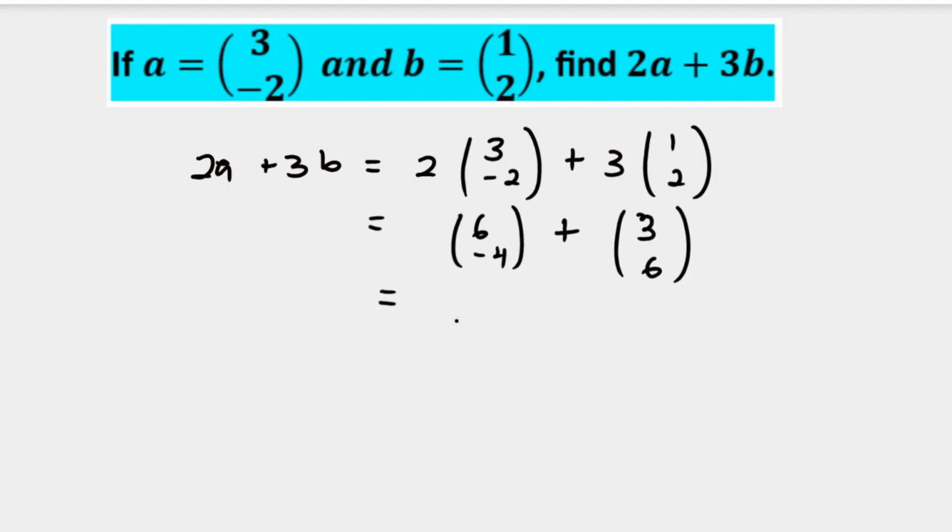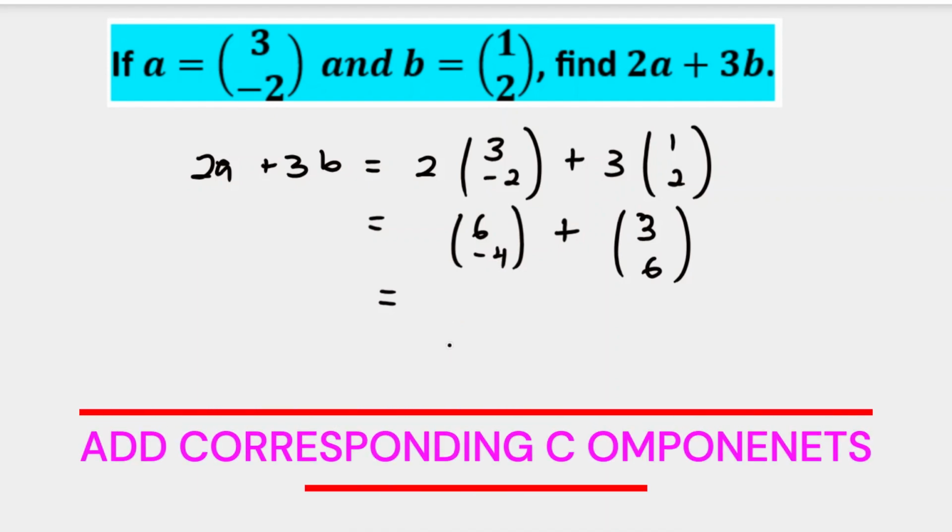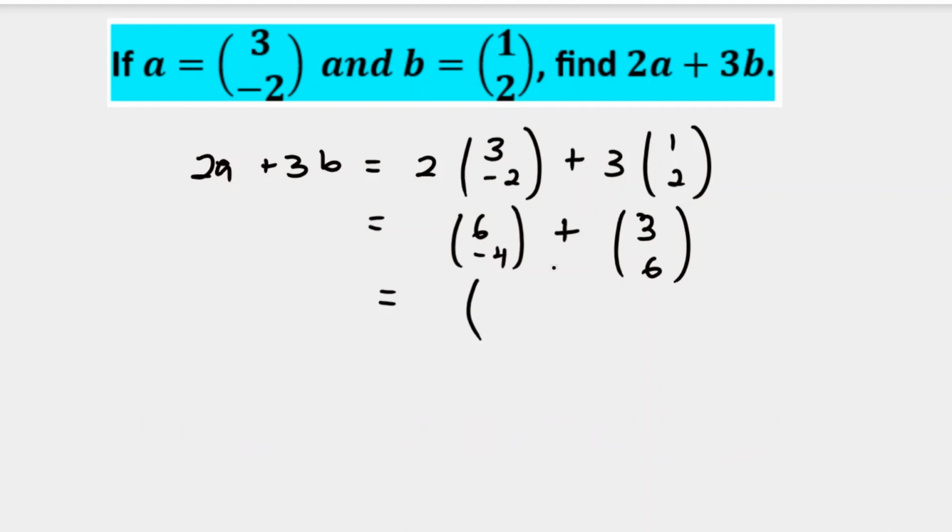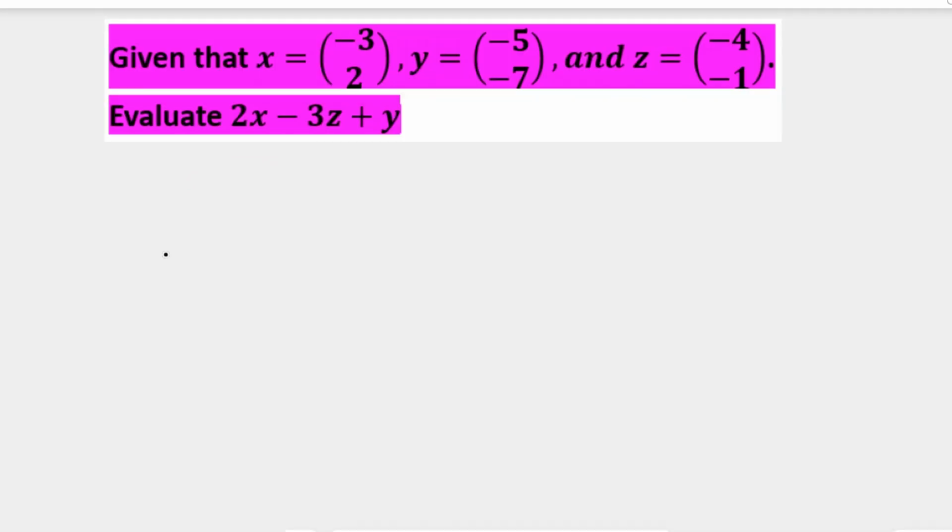So at this point, it becomes an ordinary addition of vectors. And how do we do that? Remember that in our previous video, we talked about that. In adding vectors, we add corresponding components. So that's going to be 6 plus 3. And we come to the y component. So we have -4 plus 6. So I've been able to add the corresponding components. Now we can simplify this one. 6 plus 3 is going to be 9. -4 plus 6 is going to be 2. So that is how we can answer this particular question. Let's begin with our next question.